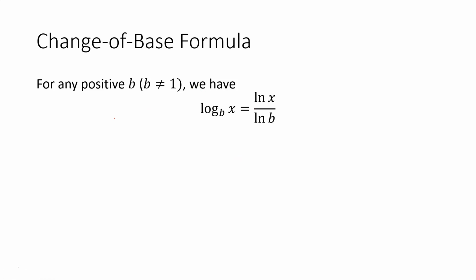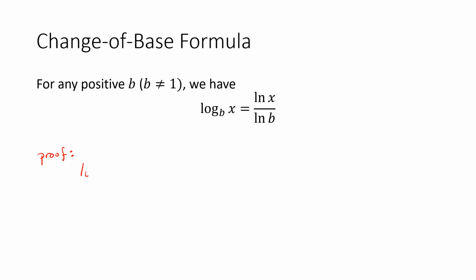Here's one more important property, which is changing a base. So for any positive b, we have this property that log base b of x can be written as ln of x over ln of b. Now this could actually be any base, but we'll see in particular it's going to be very useful to do this with the natural log. So here's a quick little proof.